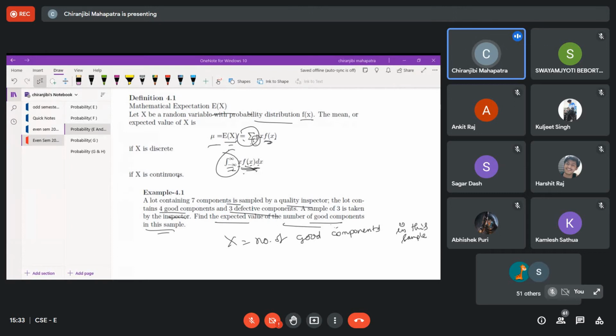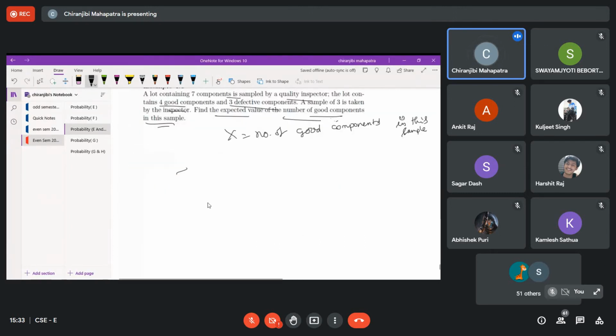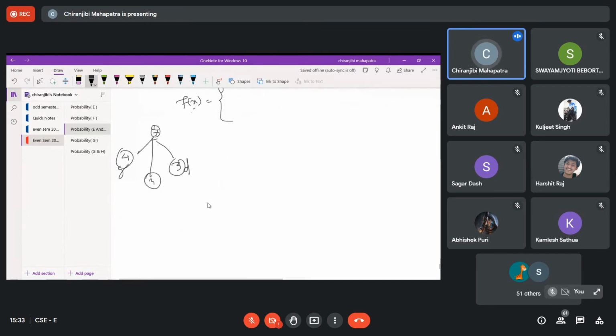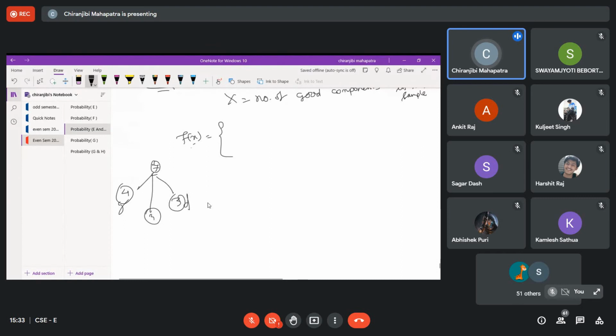Then what will the probability distribution fx be? That means what will the value of fx? Tell me what are the values of small x? So there are 7 components, 4 are good and 3 are defective. And you have to sample 3 elements from 7 such that you find the expected number of good components. So if you are taking 3 elements, then what are the possible values of x? That means what is the minimum and what is the maximum number of good components that you can find?